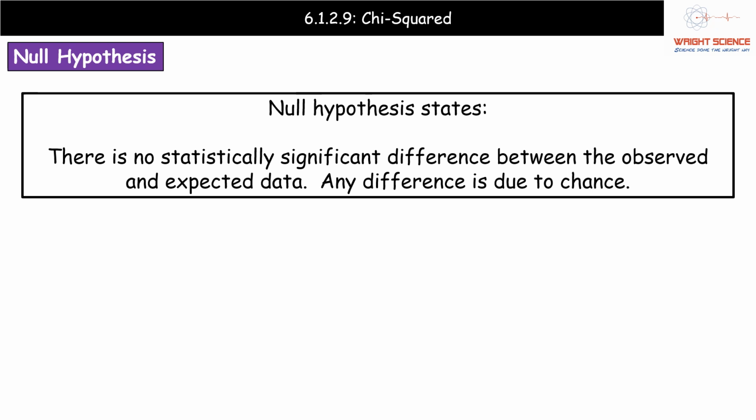Okay, so before we can delve into the actual calculation, we need to understand what the null hypothesis for our chi-squared test would be. And the null hypothesis just states that there is no statistically significant difference between the observed and the expected data. Therefore, any difference that we may see between those two sets of values will be down to chance.